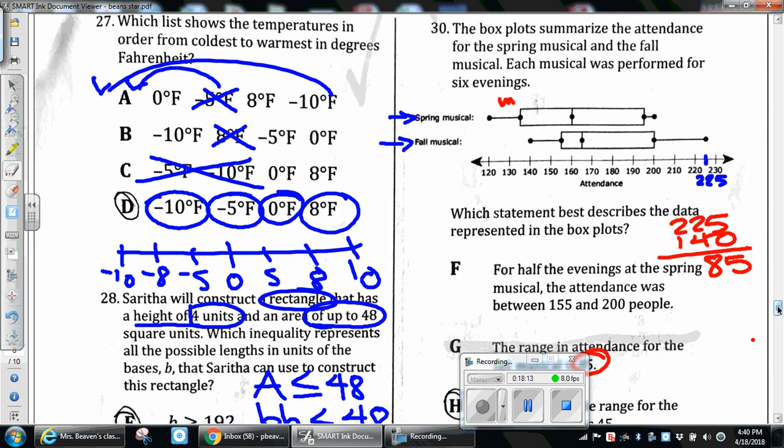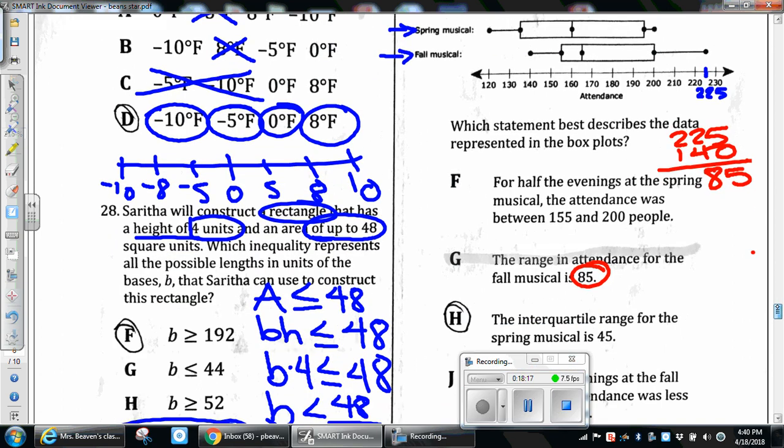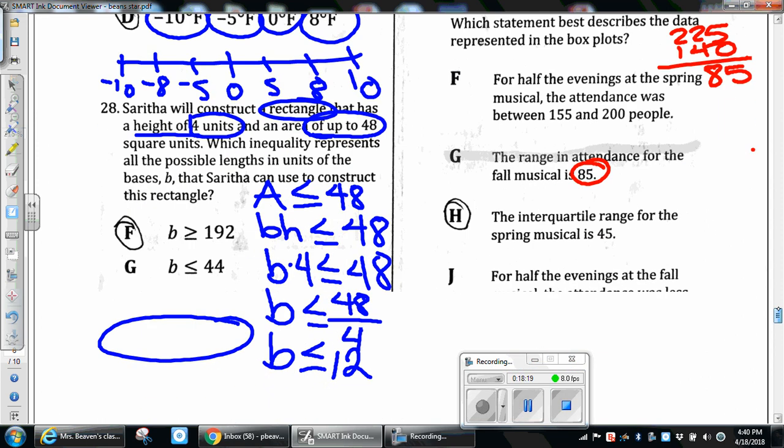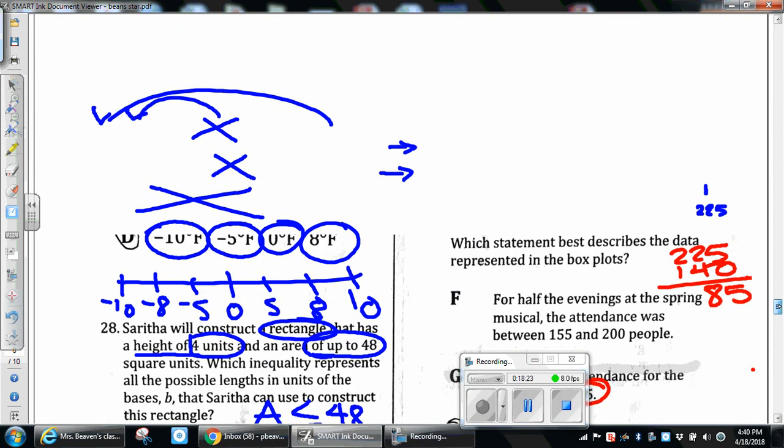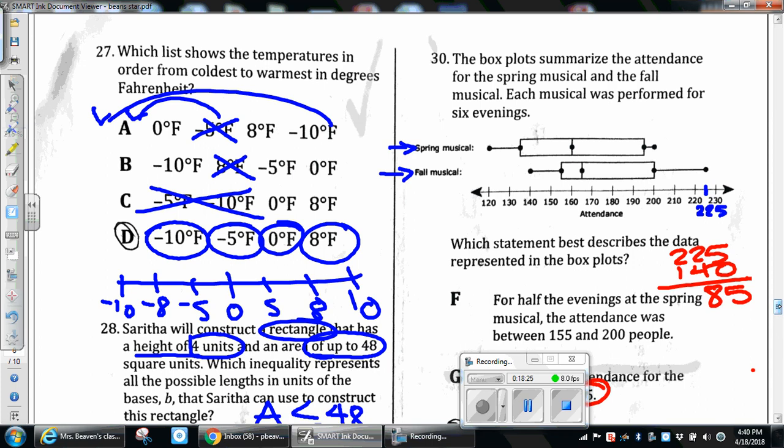And that option was for only the spring musical. So let's see why you got that one wrong. So the spring musical interquartile range. And so what we need from here are this number and this number, because those will be our median for the first 2 quarters and our median for the last 2 quarters.